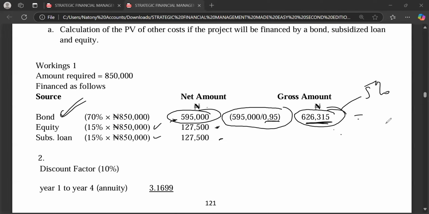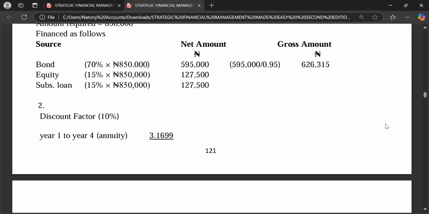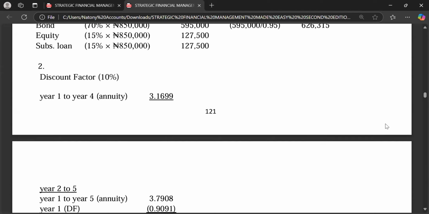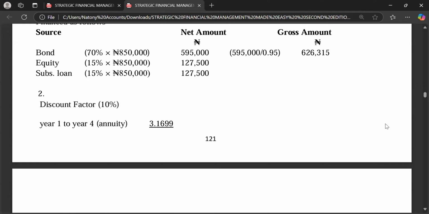All right. So how do you do the calculation here? So the moment you have done this already, you've gotten what you need to solve the base case NPV. Sorry, in this question, there's no base case NPV. What you need to solve is the finance side. So let's look at the discount factor.